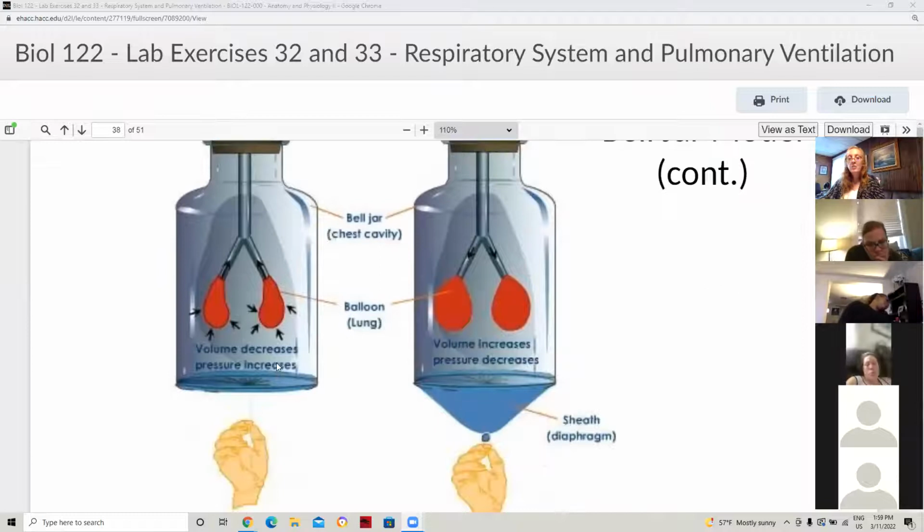So when you decrease the volume, the lungs shrink, and the pressure increases. When you increase the volume, the pressure decreases.